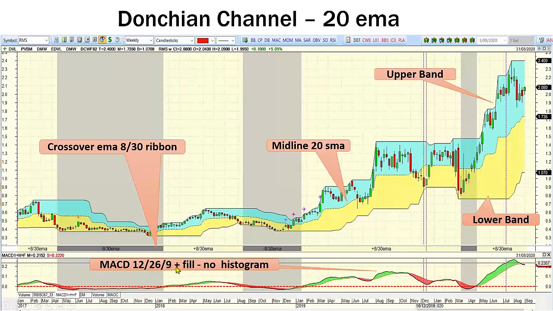And here down the bottom is the standard 12-26-9 MACD with no fill, no histogram. So in other words, I've just got the oscillator, and that appeals to me much more. I like to see if the MACD is above the 0 line. To me, it's all positive. Once it starts to head down towards the 0 line, be cautious. Below the 0 line, you want to be extremely cautious.